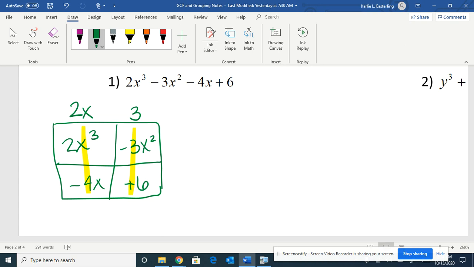So let's now look at our rows. In this top row, we can pull out an x squared. In this bottom row, you can pull out a 2.